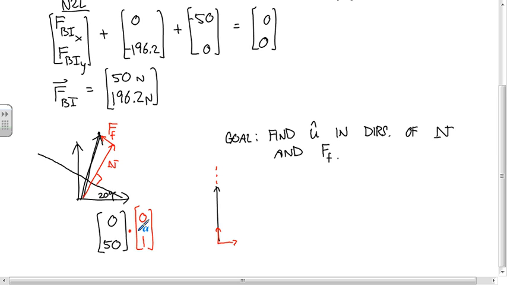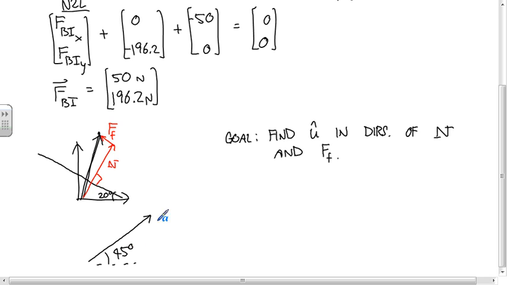Okay. How about this? Say that you have a vector, this angle is 45 degrees, say the length of this is 100, okay? Then in this coordinate system, the components of this vector would be 70.71, 70.71, okay?